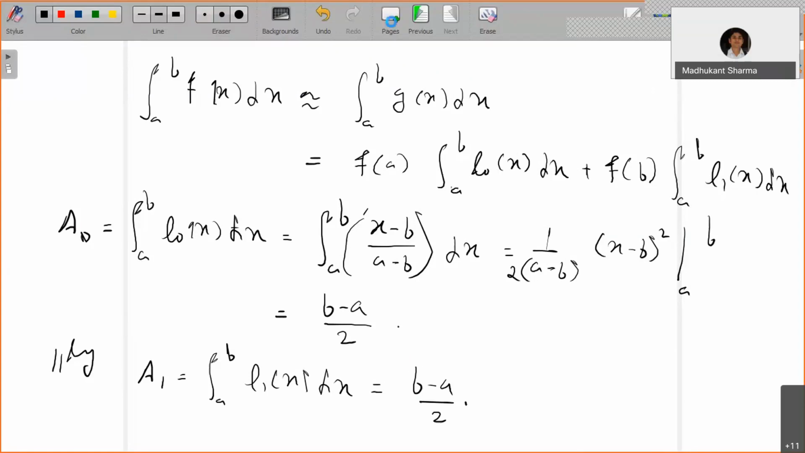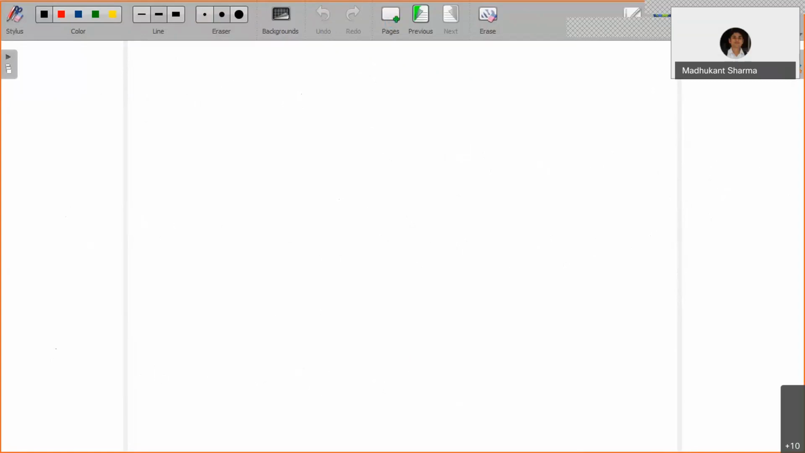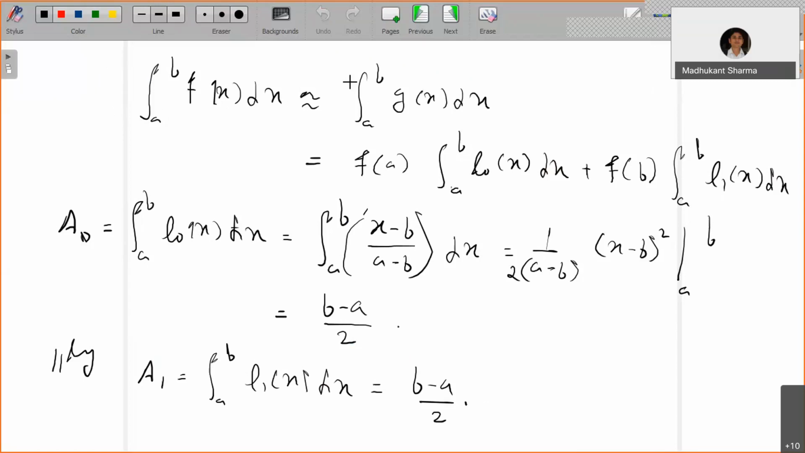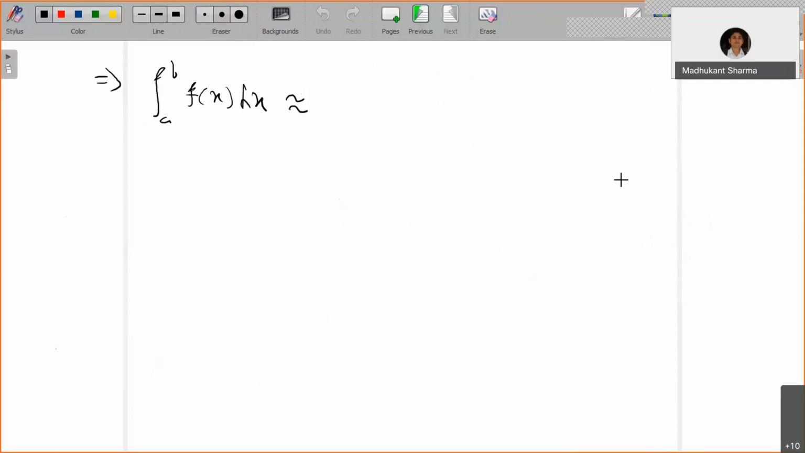So this will imply that the integration from a to b of f of x dx is approximated by f of a times (b minus a) by 2 plus f of b times (b minus a) by 2. So that is going to be (b minus a) by 2 times (f of a plus f of b).